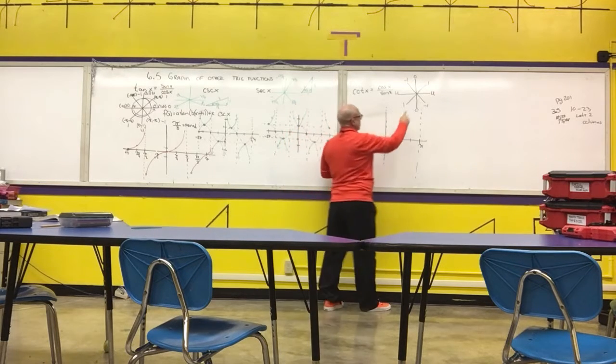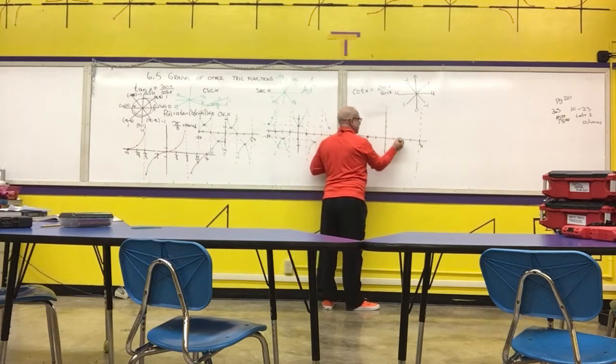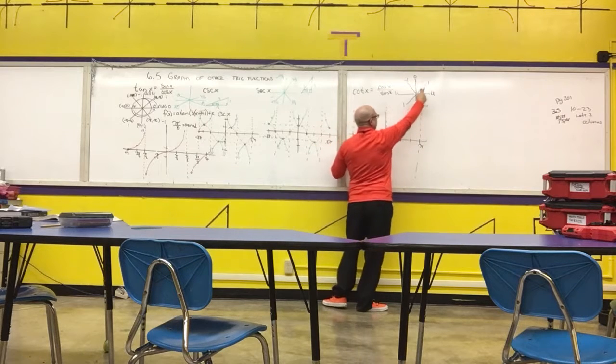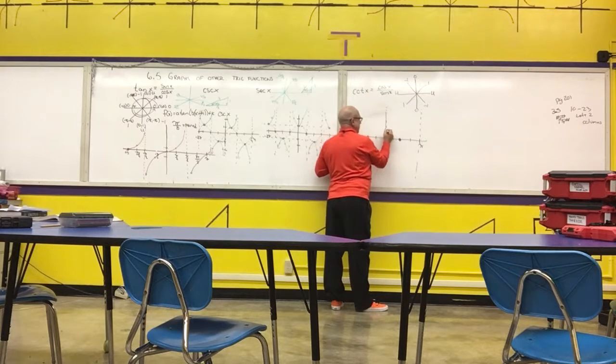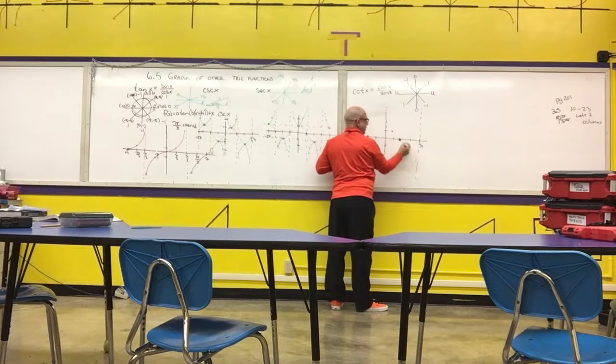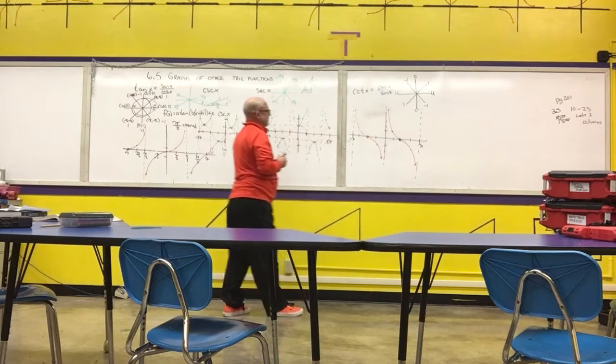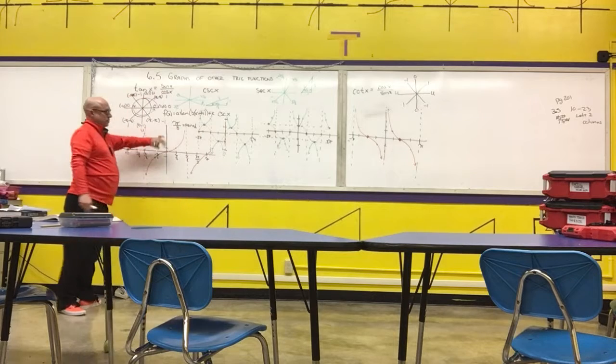My zeros are at pi halves, negative pi halves. And notice at pi fourths it's 1. So let me put my 1s in here. Then at 3 pi fourths it's negative 1. So you should notice that the cotangent function, the curves are in the opposite direction of the tangent function. Okay? They're flipped upside down.